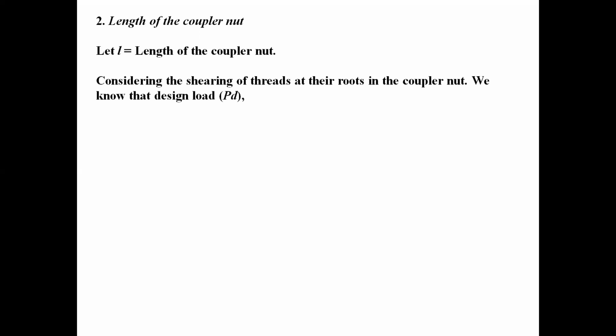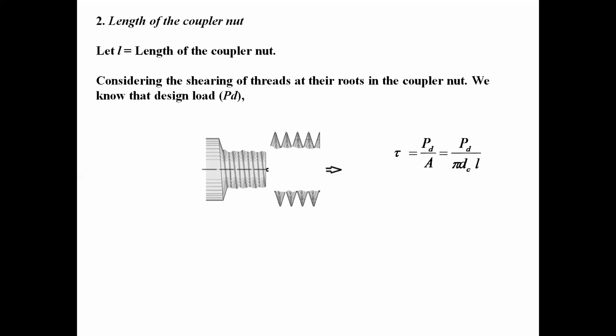Now think about the length of the coupler nut. The coupler nut is also engaged with the threaded portion of our rod. The length of the nut we can find by shearing of the thread. In that, the threaded portion of the screw is going to fail in shear. It is a direct shear failure, not a torsional shear stress, as there is no torque. So direct shear stress equals force divided by area.